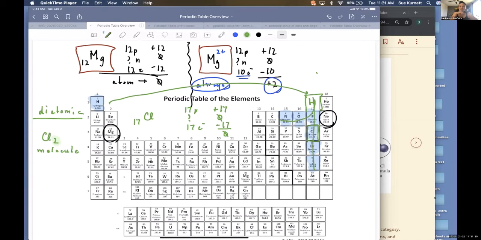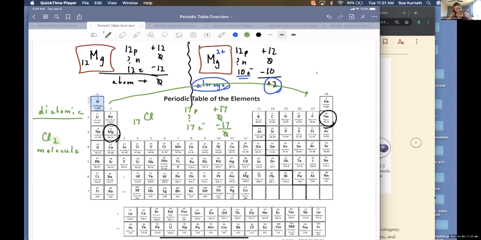So chlorine isn't stable as an atom. Magnesium can be stable as an atom, but it's more stable as an ion. Chlorine can never just be an atom. It's a diatomic element, or it can gain electrons. There's 2 ways to become stable for nonmetals. They can share or they can gain.